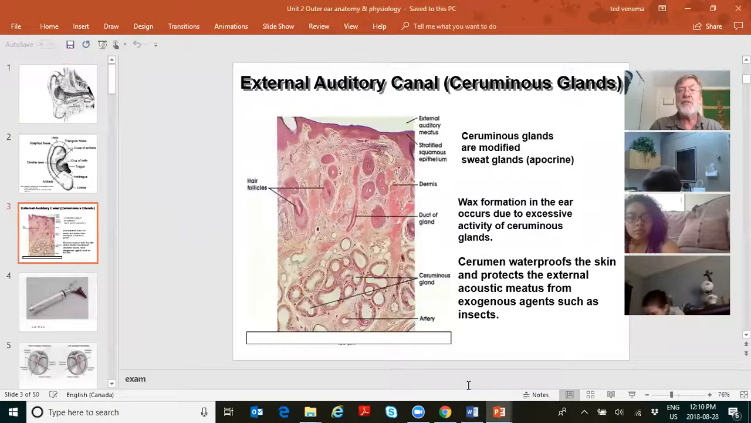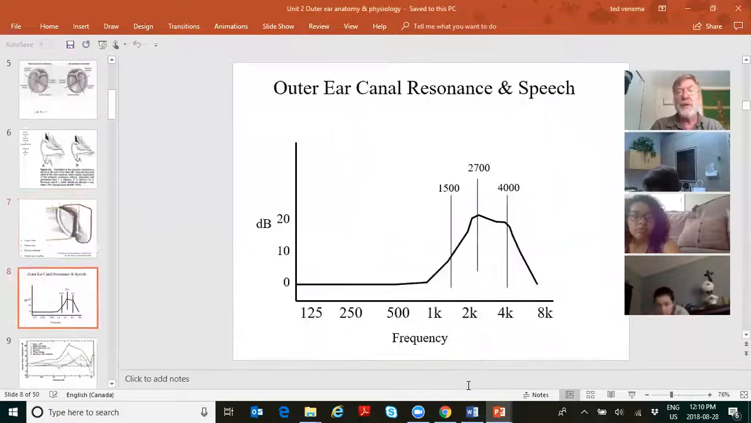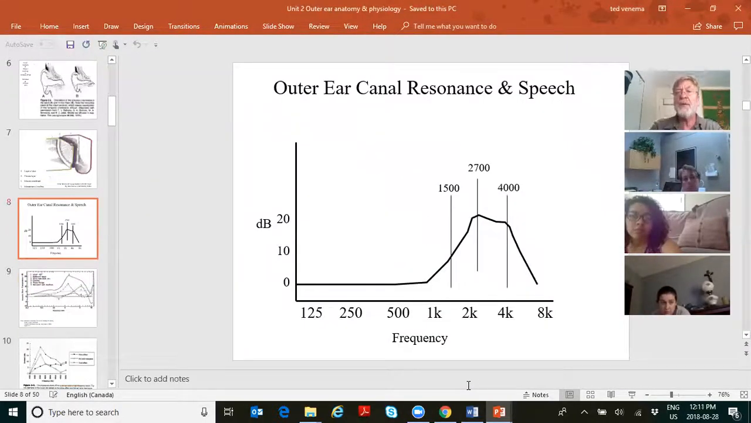We'll go to the picture. Oh, here you go. Outer ear canal resonance. Here's where we start to look at graphs a little bit. So let's look at this carefully. Here's frequency. Remember we talked this morning about audiometry, audiometric test frequencies. We test at 125, 250, 500, 1000 hertz, 1K, 2000 hertz, 2K, 4, and 8000 hertz, 7 octave frequencies.